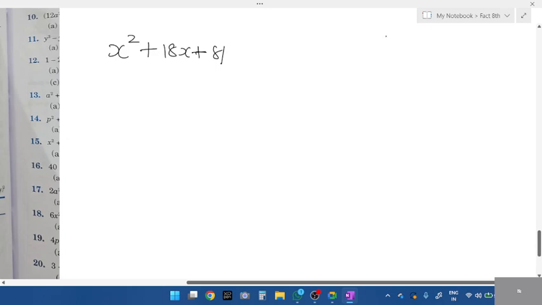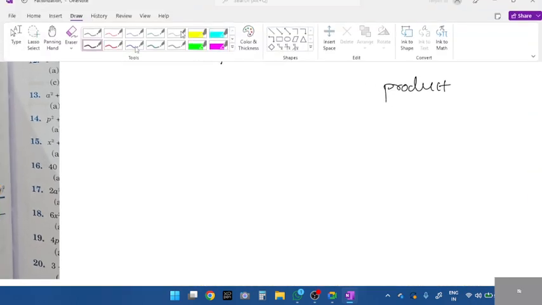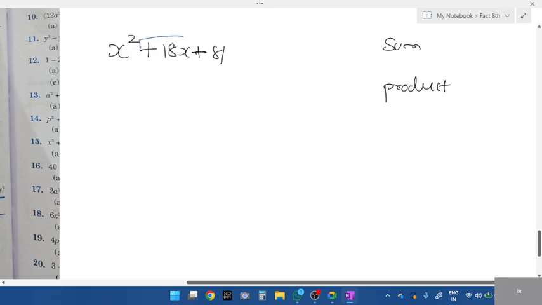So we use a concept called sum and product, students. This is applicable only for three terms question. Whenever we have three terms, we apply sum and product rule. Sum and product. So what do you mean by sum and product? This middle term we call it as sum. What is the value given?